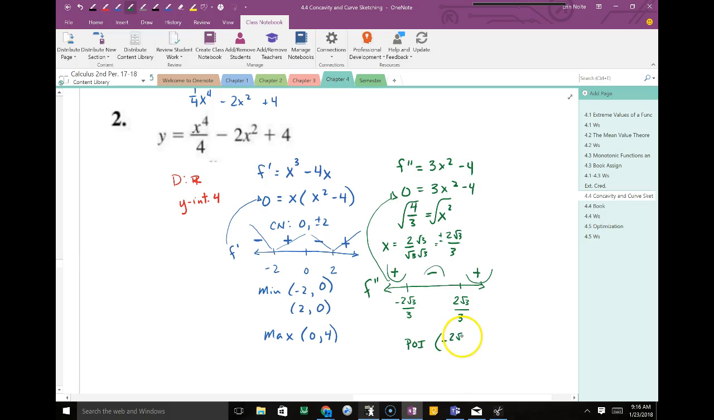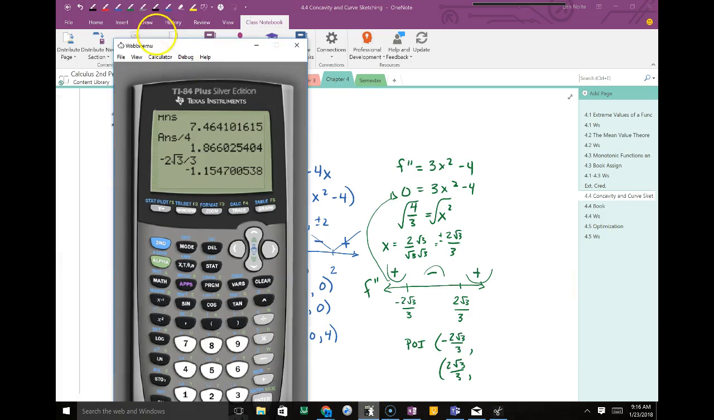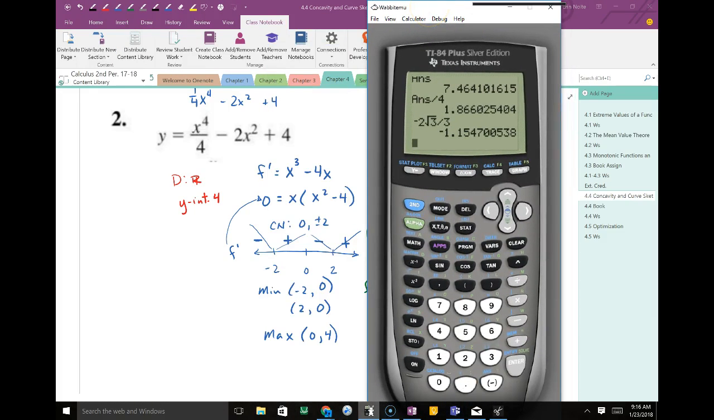Negative 2 square roots of 3 over 3, and positive 2 square roots of 3 over 3. So how do I find the corresponding y values? Plug it in. All right, I'll plug this in for us. The good news is they're going to be the same y value. I'm going to type this in like a fraction.